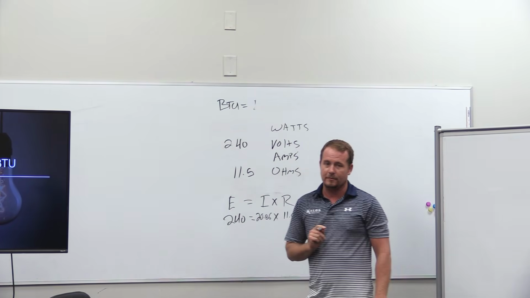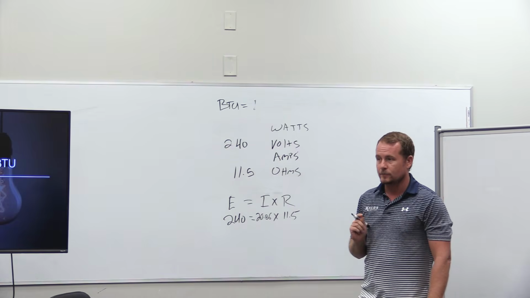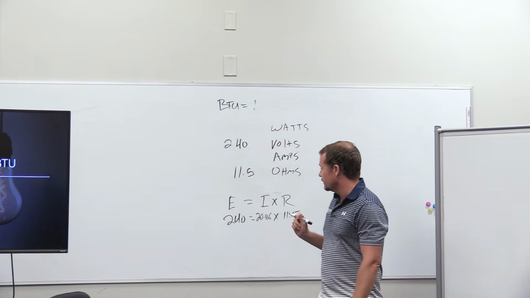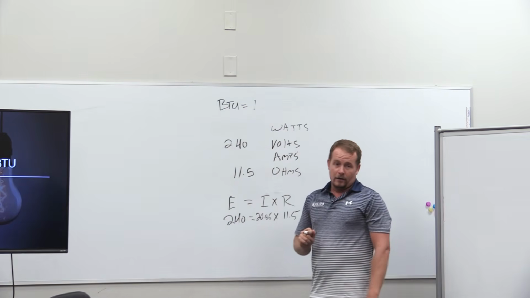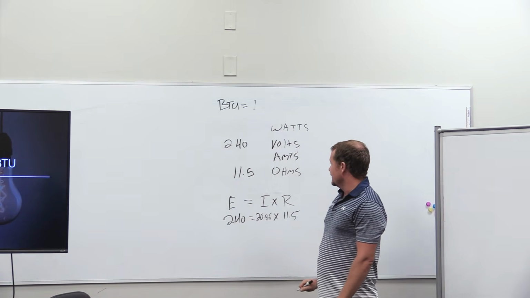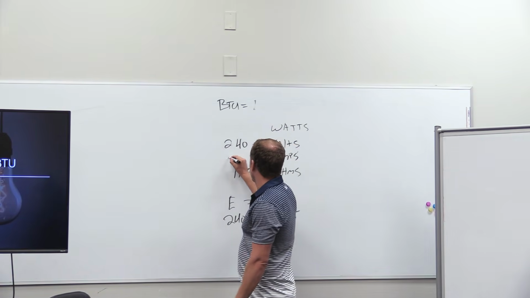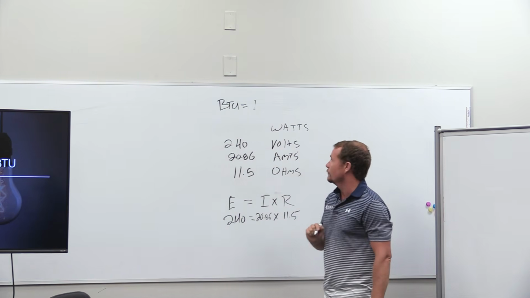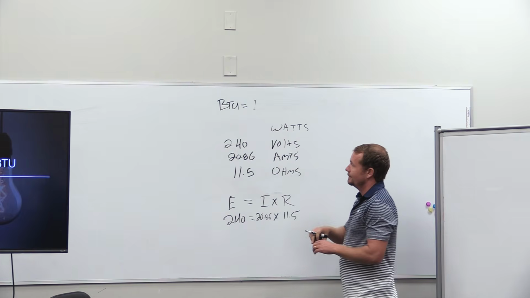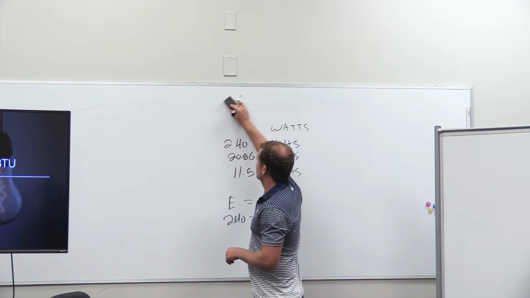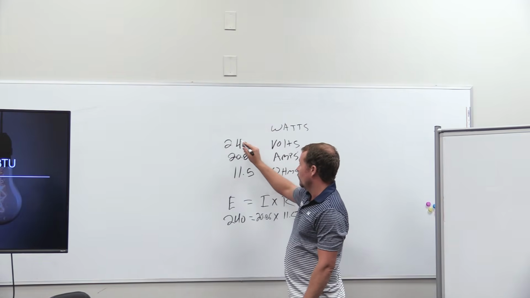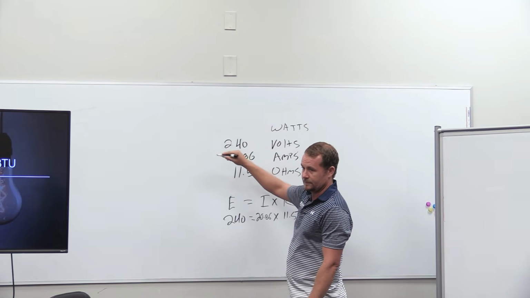20.86. What was it before? 20. At 230 volts, it was 20. Now when we increase our voltage to 240, we now get 20.86, and now we can figure out the rest of it again. 20.86, multiply that times 240, what do we get? 20.86 times 240. Now we're doing Watt's law, amps times volts.